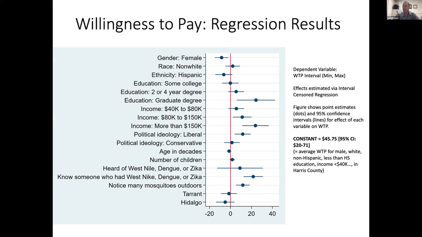And what's interesting is the breakdown of demographics in terms of this willingness to pay for vector control. So females were less willing to support vector control compared to males. People who had a graduate degree were more willing to support vector control. People who had a higher income were more willing to support vector control. And then interestingly, liberals were more willing to support vector control compared to conservatives.